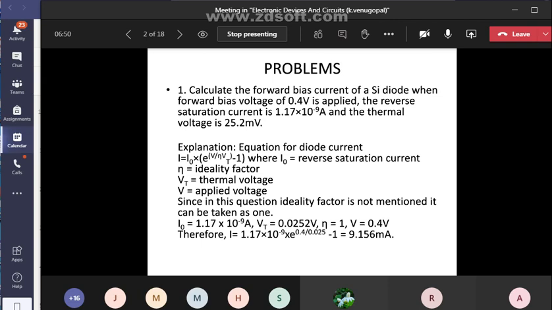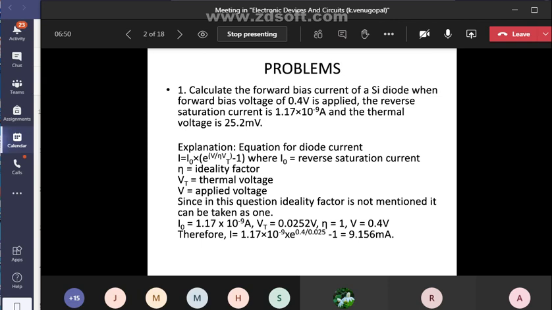So the given values are: forward bias voltage is 0.4 volts, the reverse saturation current is 1.17 × 10^-9 amperes, and the thermal voltage is 25.2 millivolts. We need to calculate the forward bias current of a silicon diode.